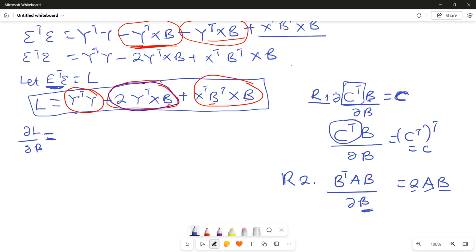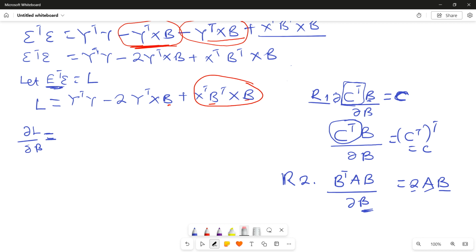Okay, so this part, which is minus 2 y transpose x b, can we differentiate this term? Yes, we can. Now check this out. We can consider this first thing, the negative 2 y transpose x, as the C transpose, and this b here as our b of interest.